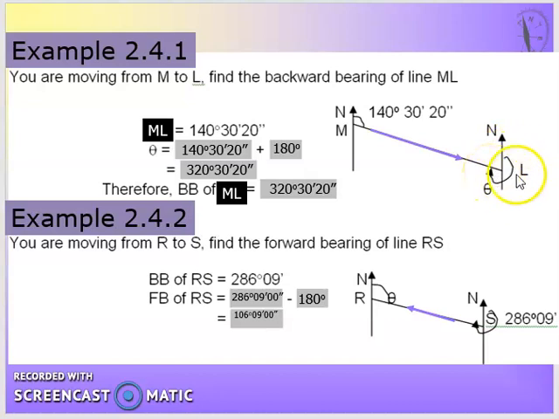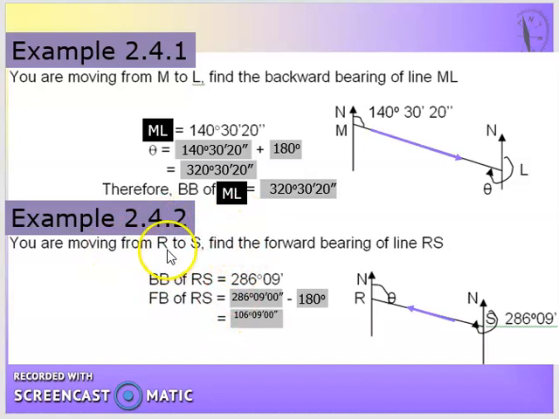So this angle, how do you get that? It will be equal to this angle plus 180 degrees. So you will end up with 320 degrees, 30 minutes and 20 seconds. So the backward bearing of the line ML will be equal to 320 degrees, 30 minutes and 20 seconds. And you can look at another example.